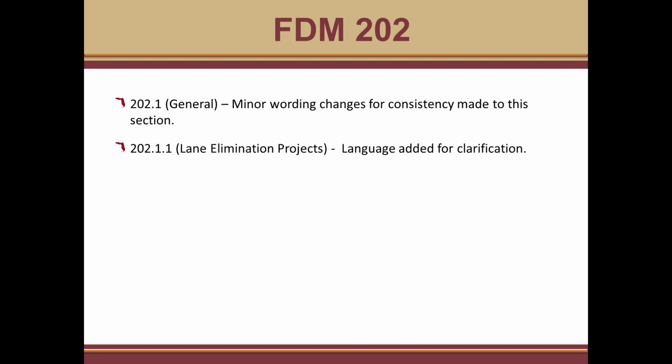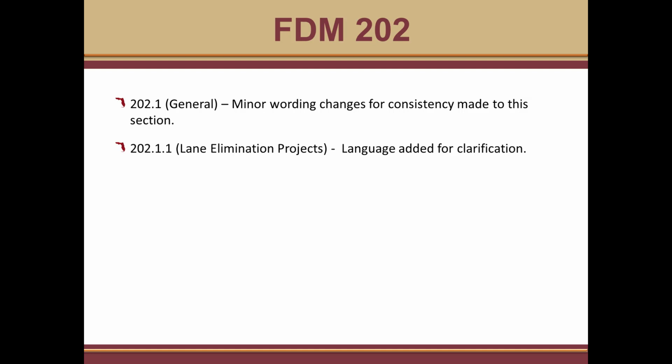Under the section on lane elimination, which is 202.1.1, we added some language. The way it was written originally was apparently giving folks the impression that there were certain conditions where you weren't supposed to do lane eliminations, and we just wanted to clarify that we have a separate section in the FDM that talks about how to do a lane elimination, where those would take place, and you can refer to that section for that information.